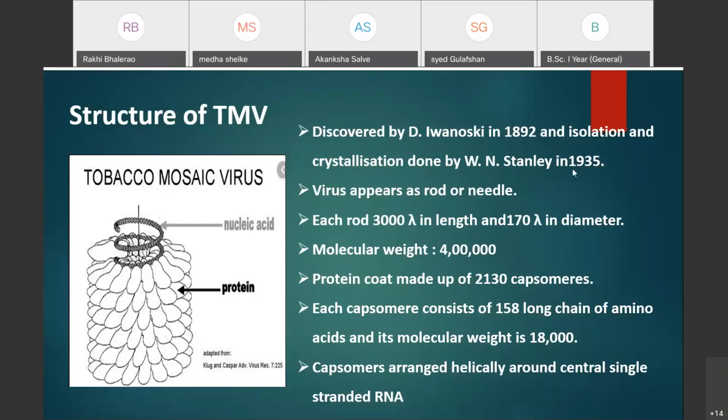And for his extraordinary work, he was awarded the Nobel Prize. He was honored with the Nobel Prize in 1946.